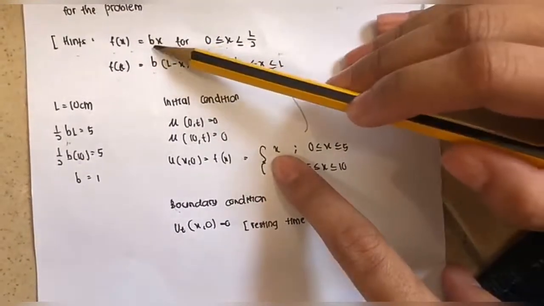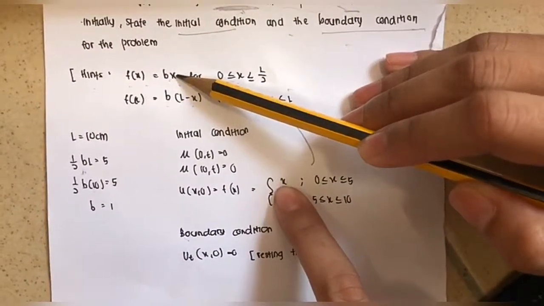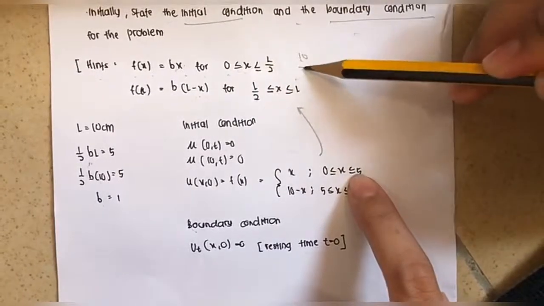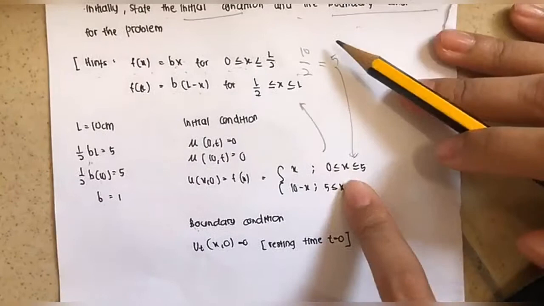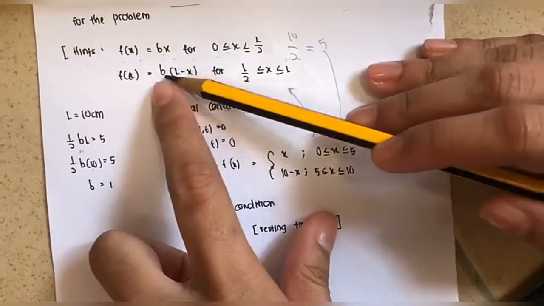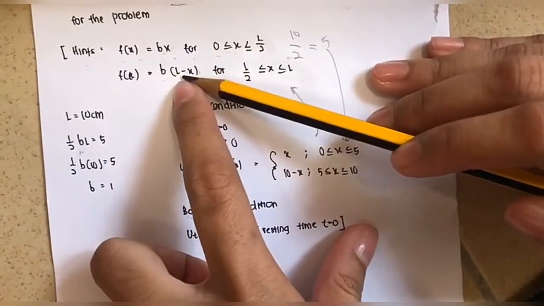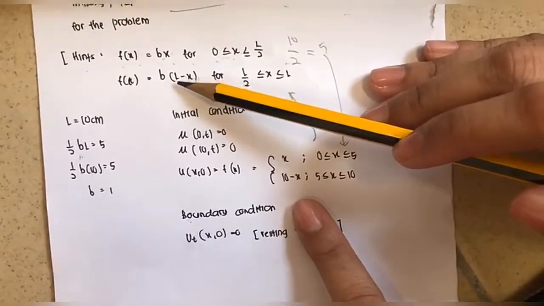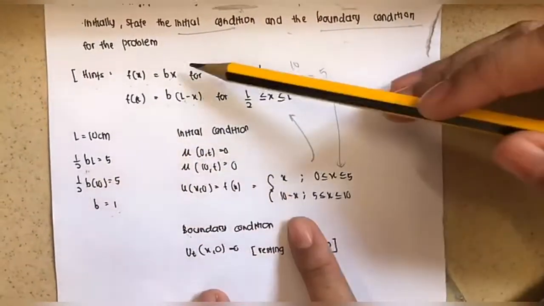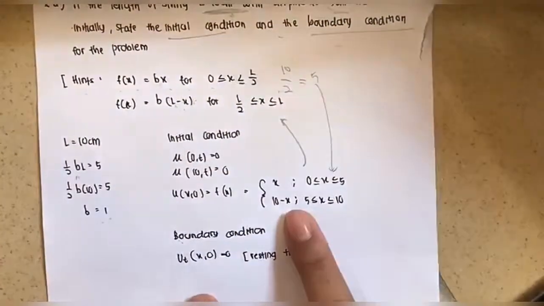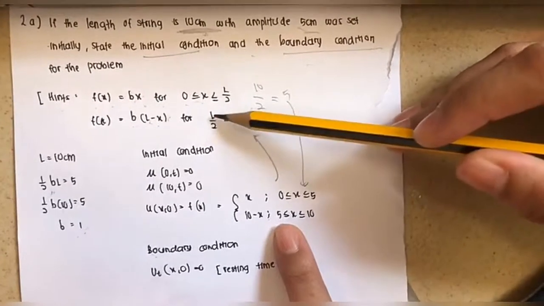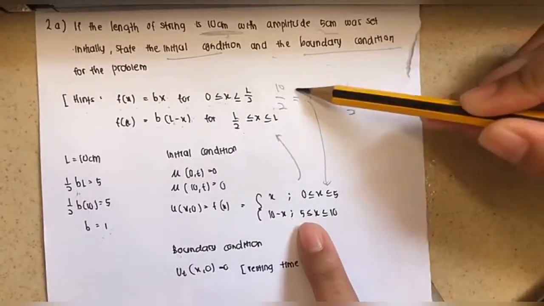Here we got b is 1, so 1 times x is x. Here is the limit, 0 less than x less than L over 2. L is 10 over 2, equal to 5. Next is 10 minus x, which we got from b times (L minus x). B times L, b times x. b is 1, L is 10, so b times L is 1 times 10, which is 10, minus x. So 1, which is b, times x, we get x. The limit we got from here, L over 2, L is 10 over 2, still gives the same answer, equal to 5.